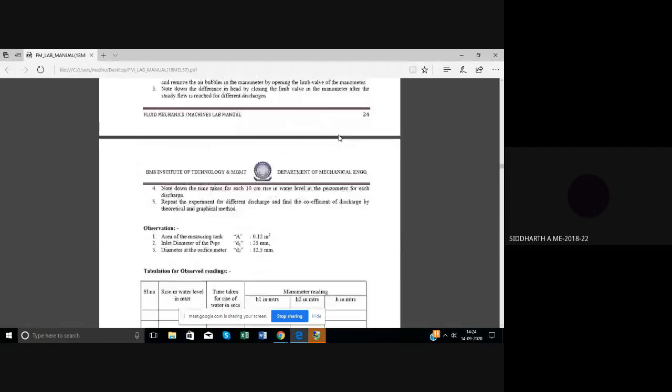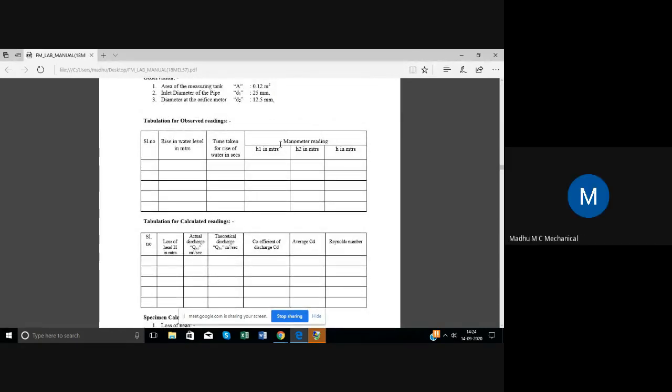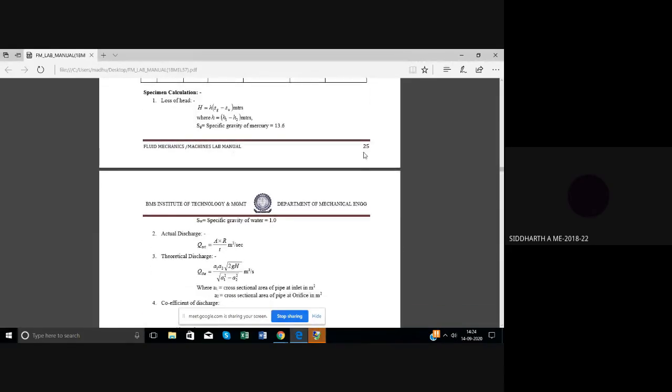Sir, could you just display the formulas again, sir? Yeah. Tabular column is over. Yes, sir, done. Yeah. Note down the calculation formula you take. All of you note it down, please.